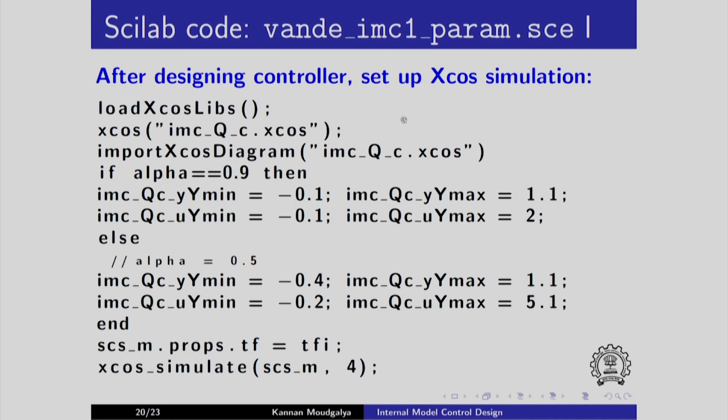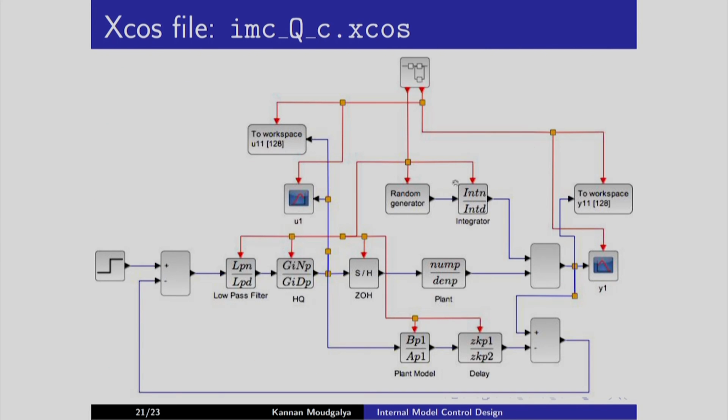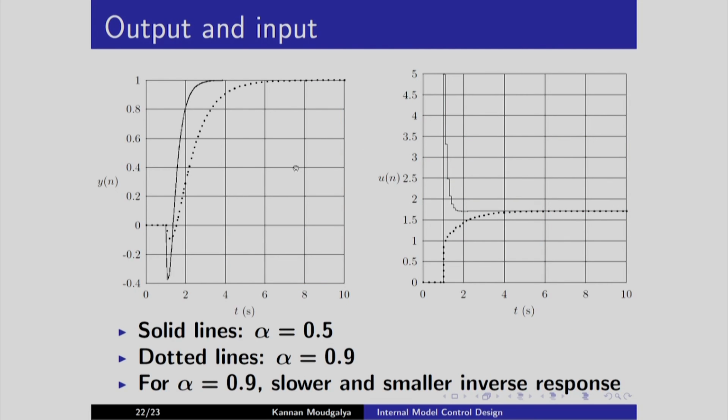Using this file, we set up the XCOS simulation, which also starts the simulation. So, if you execute this, you will automatically get this XCOS file opening and this output appearing. Of course, you will not get both of them, you will have to do this twice to get two simulation outputs. Solid lines correspond to alpha equals 0.5 and dotted lines correspond to alpha equals 0.9.